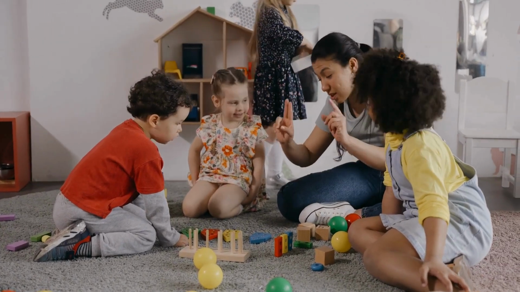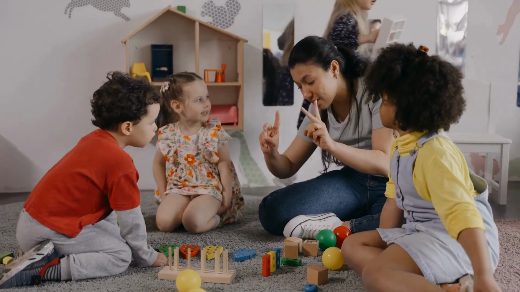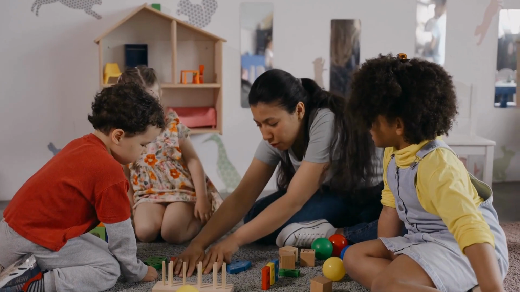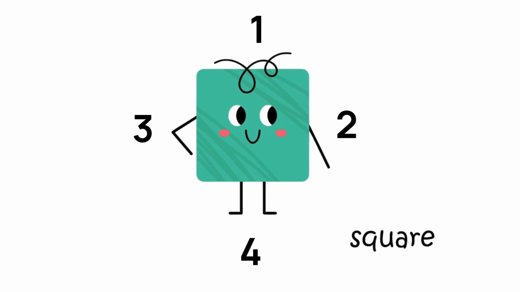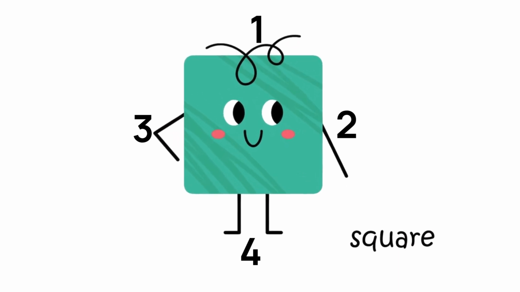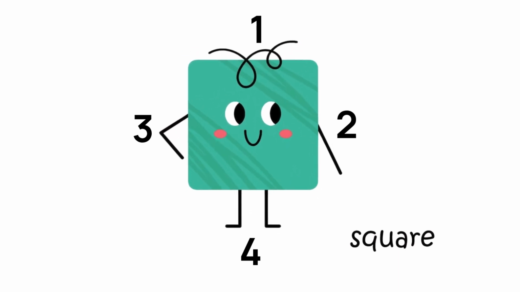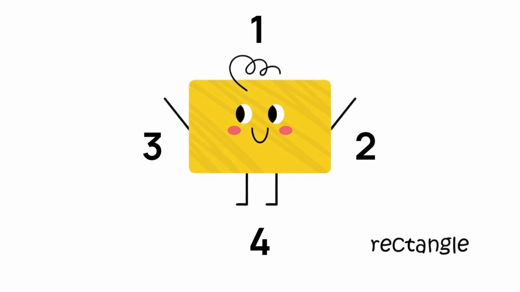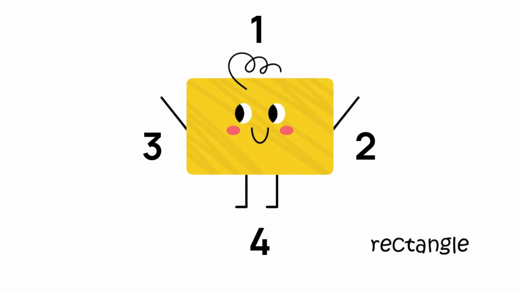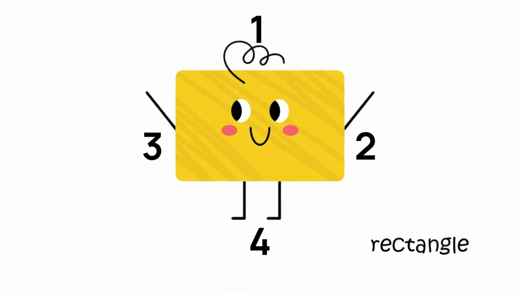Hello, friends! Today, we're going to learn about shapes and how many sides they have. This is a square. A square has 4 equal sides. This is a rectangle. It also has 4 sides, but the sides are not all the same.